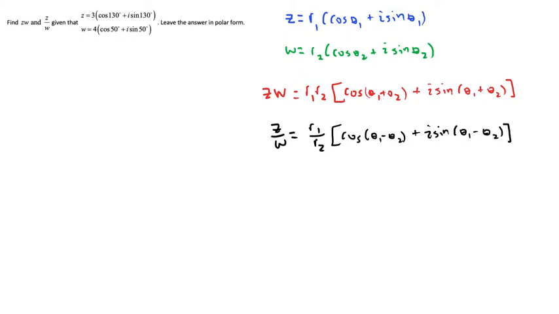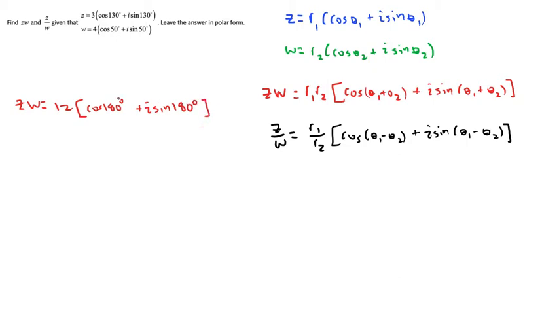All right, so let's do this one. We have these different values. What happens when we multiply them together? Well, we just multiply 3 times 4, which is 12. And what happens to the angles? We need to add 130 plus 50. In this case, notice we get 180 degrees. So cosine of 180 degrees plus i sine of 180 degrees.